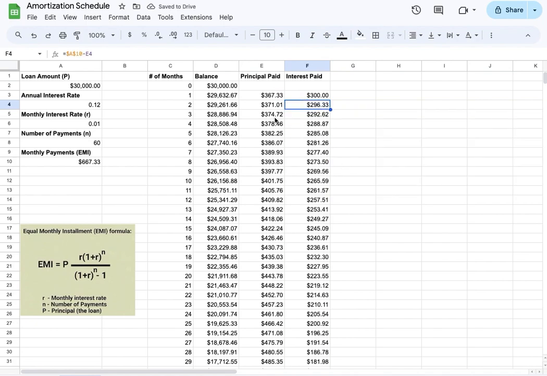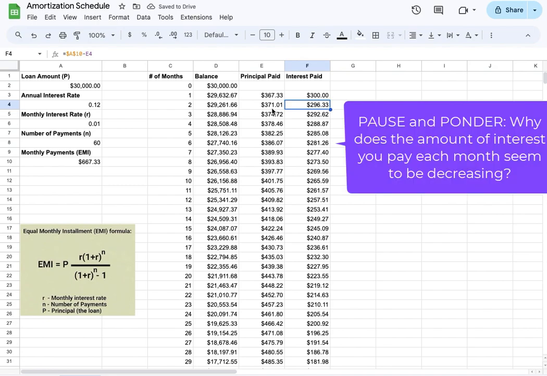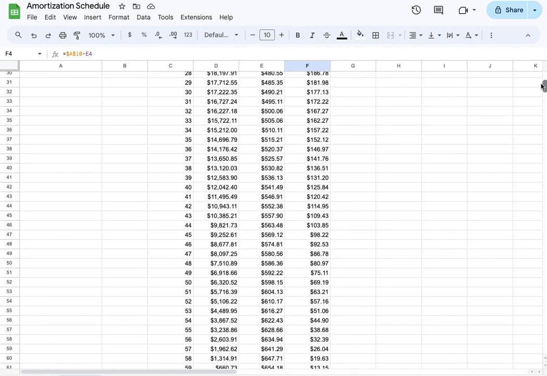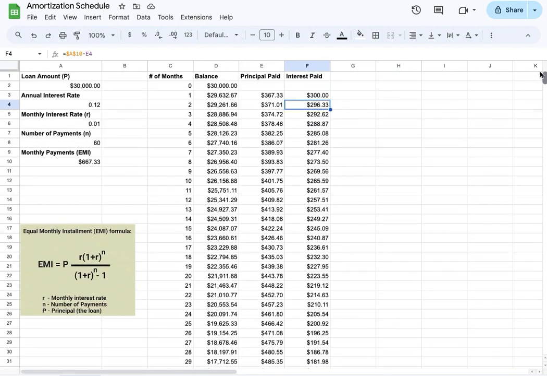So you'll notice, some things you need to think about, the more you pay on the loan, the less you owe, so you're paying more of the principal, and you're also paying less interest because you're owing the bank less money. And as you scroll down and watch this happen, you're going to see over the course of 60 months, that in the last month, most of it's going to be principal, and just a little bit's going to be interest. So anyway, that is the nuts and bolts of setting up an amortization schedule, and now you have the tools to do it on your own.